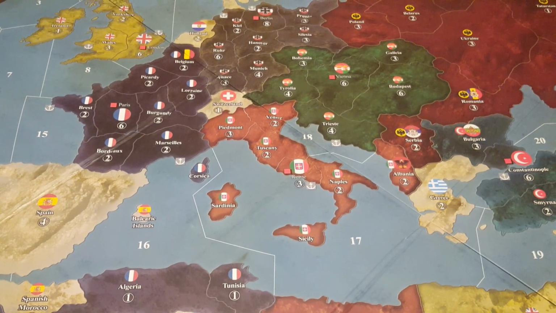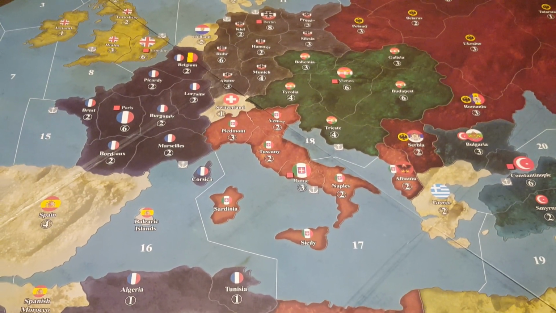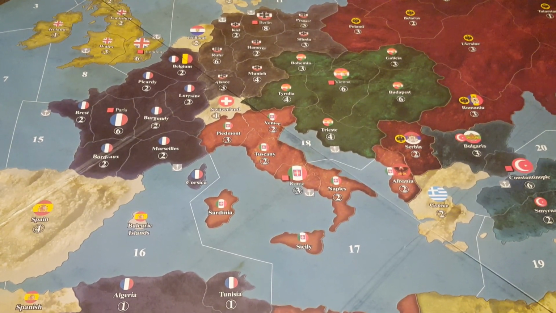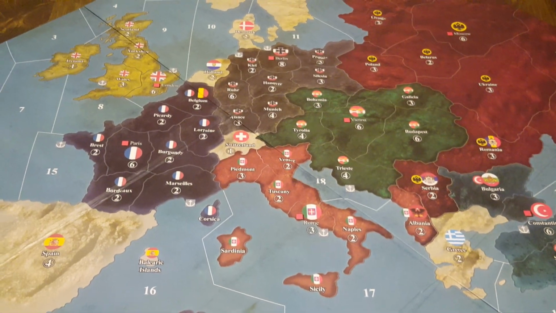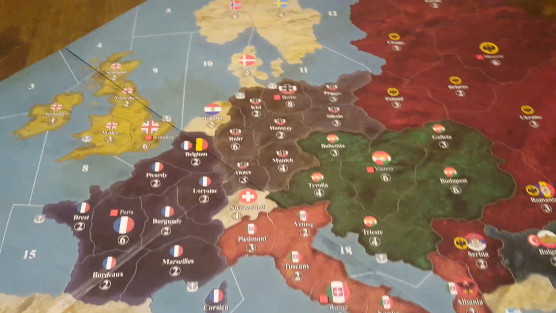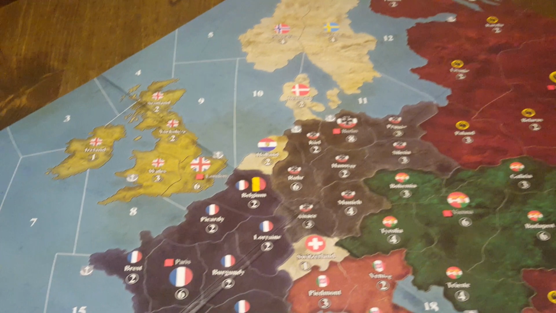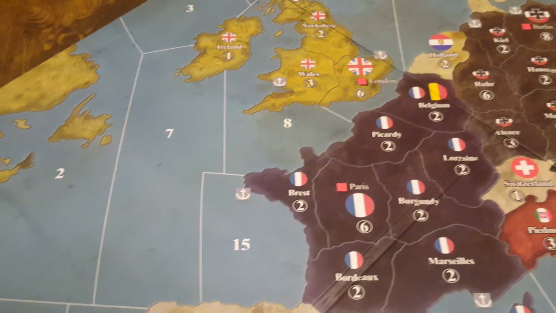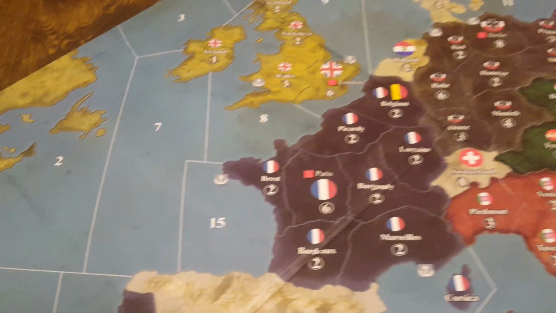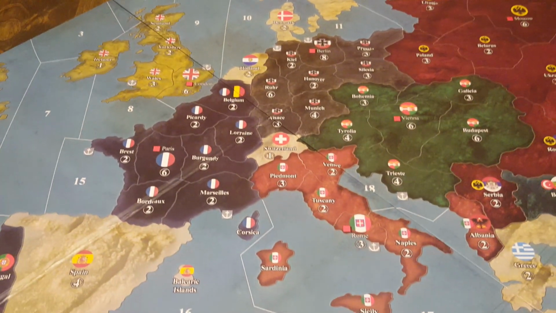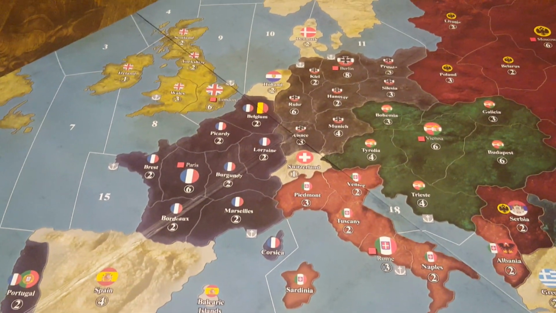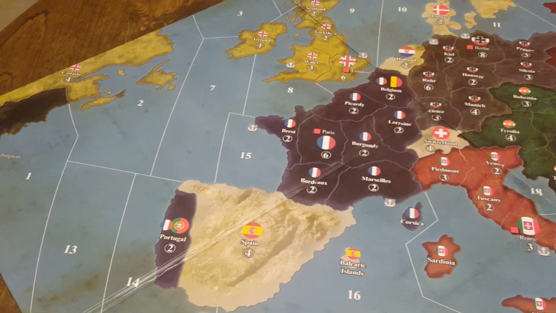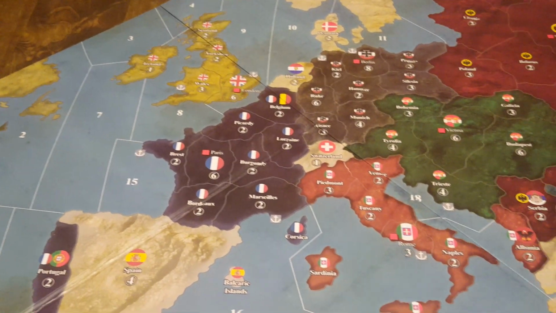Basically, on both England's as well as the United States' turn, Germany will roll one die for every submarine they have in sea zones 2, 7, and 8. So that is going to be 2, 7, and 8 out here in the middle of the Atlantic. For every sub that Germany has over there, it gets to roll a die on England's collect income phase as well as on America's. So that's twice every full round.